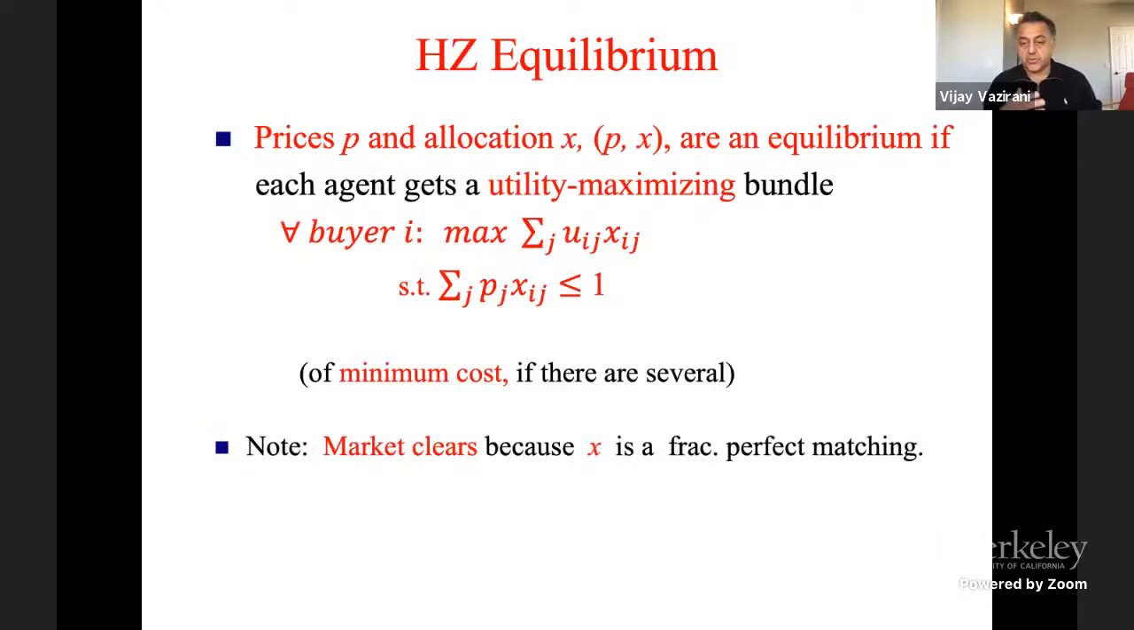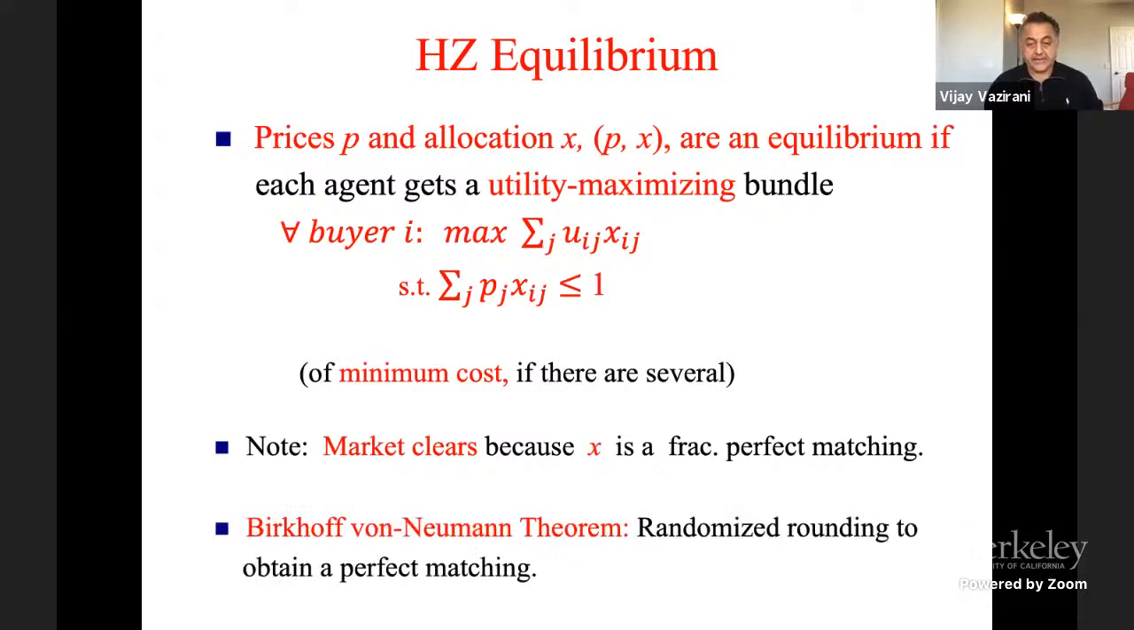And if you have worked on equilibria, you always have to put in the condition that the market clears, but that's guaranteed. If X is a fractional perfect matching, of course, all goods are sold because every good is 1 unit of probability share and it's all sold by definition of fractional perfect matching. And once you get this fractional perfect matching, you apply the Birkhoff-von Neumann theorem to round it to an integral perfect matching, and that'll also be Pareto optimal. That's very easy to see.